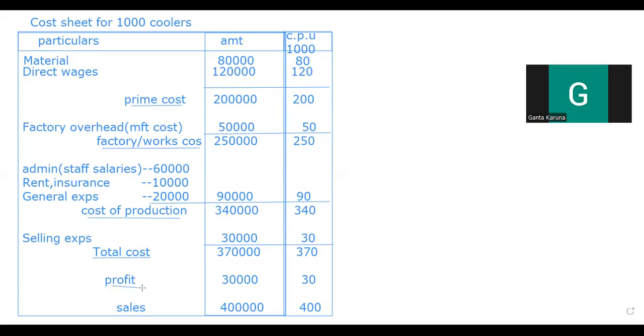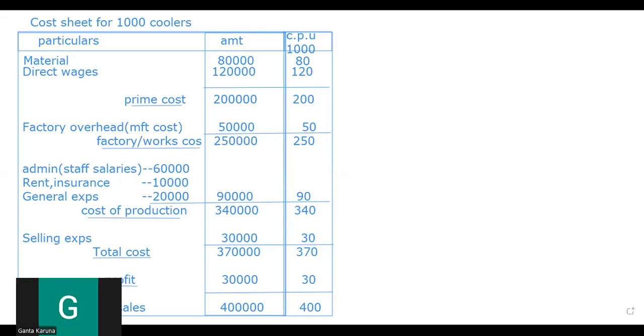And to this one, we have added what? Profit, which he only mentioned, I need not find out because he mentioned it. So when I add my total cost with my profits, I got my sales as 4 lakhs. So this is the given data. I didn't find out anything extra. He just mentioned everything. I'm just finding it out, not doing anything more. I just got to know how it has to be done. So I just rearrange it in a proper manner in my cost sheet.